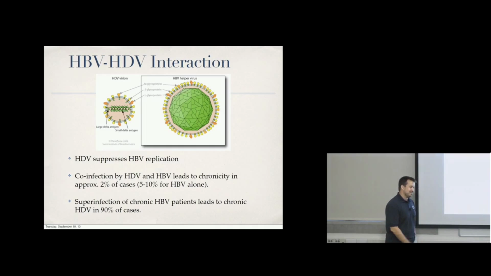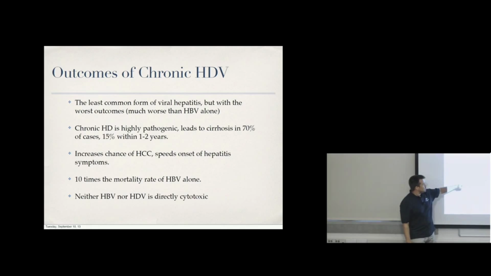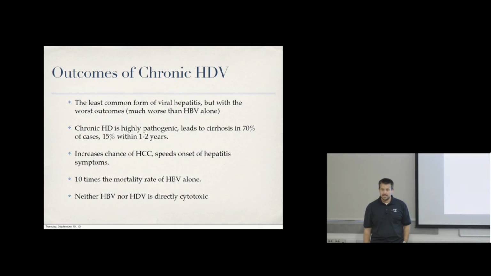Except that the other 98% will be in very, very bad trouble because hepatitis delta is not your friend at all. It's a quite bad disease. It has the same kind of outcomes as hepatitis B. It has increased risk of hepatocellular carcinoma, increased cirrhosis, but much faster and worse than in that case. So in chronic hepatitis delta, you get cirrhosis in 70% of cases, and in about 15% of the cases, it happens in a year or two. That is a very, very fast progression to cirrhosis.